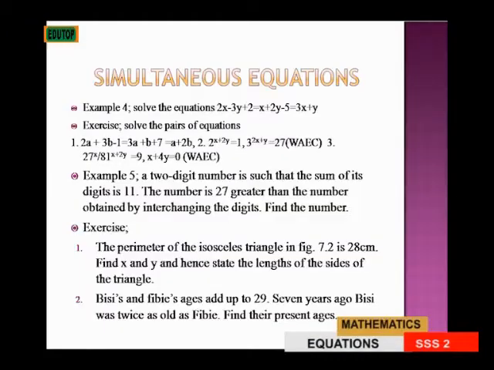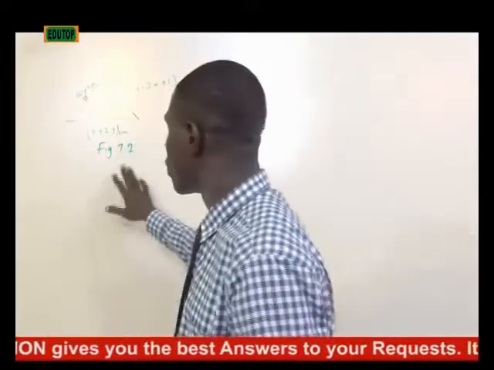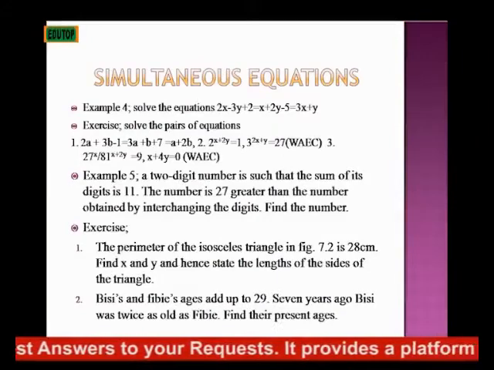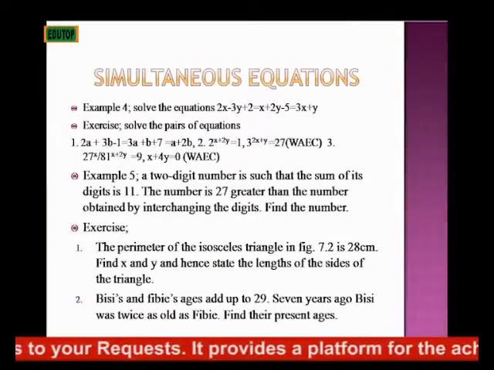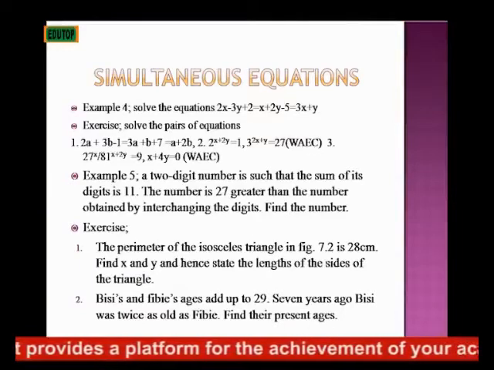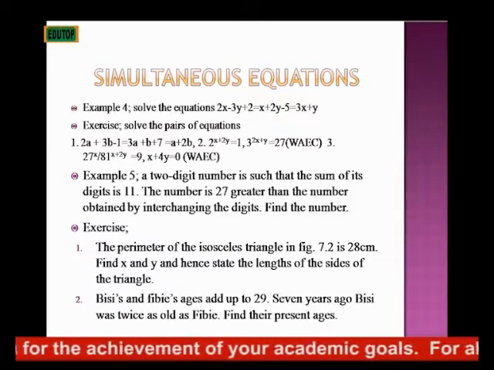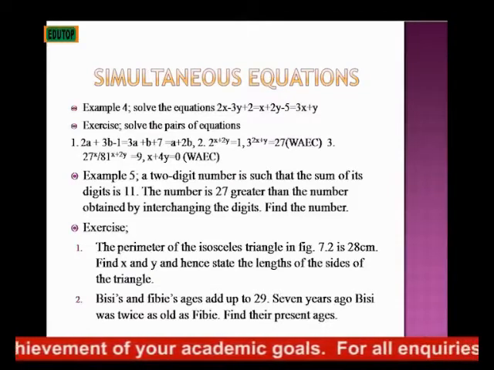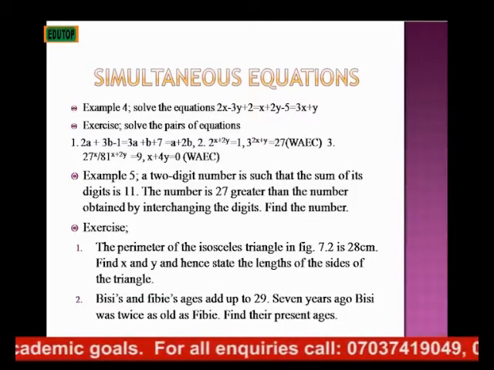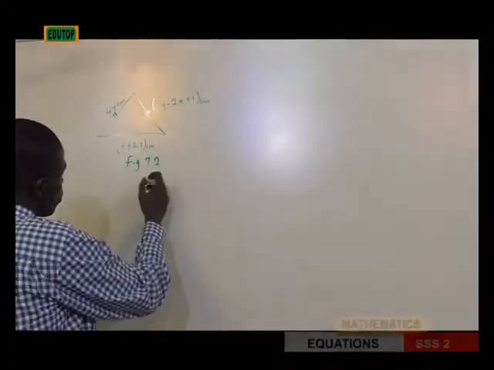Exercise. The perimeter of the isosceles triangle in figure 7.2, this is the figure 7.2, is 28 centimeters. Find x and y and hence state the lengths of the sides of the triangle. Then question 2: BC and Phoebe's ages add up to 29. 7 years ago, BC was twice as old as Phoebe. Find their present ages. Solution.